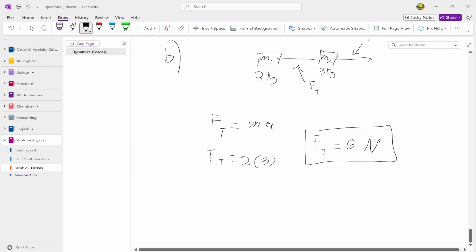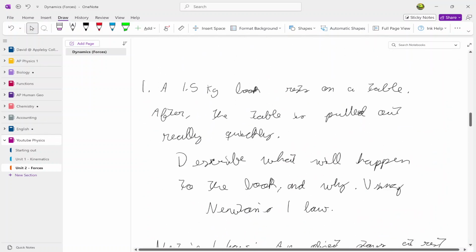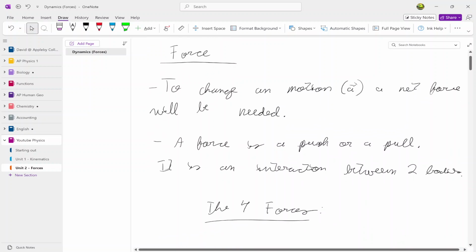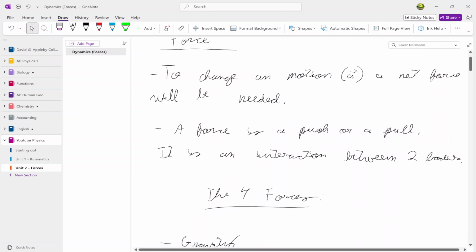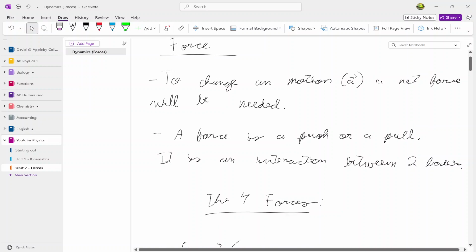All right. So let's just review shortly what we covered today. We covered forces, aka dynamics. So what is a force? It is a push or a pull. It's an interaction between two bodies. What's it needed for? It's needed to change the motion, or acceleration, with a net force, and that will be needed to actually make it move.